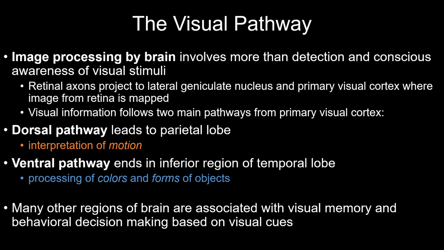I want you to think about that. So, in addition to conscious awareness of visual stimulus, the primary visual cortex is also going to be that initial processing location for movement, shape, color, and general location of an object. And then it combines the images from each eye for binocular vision.